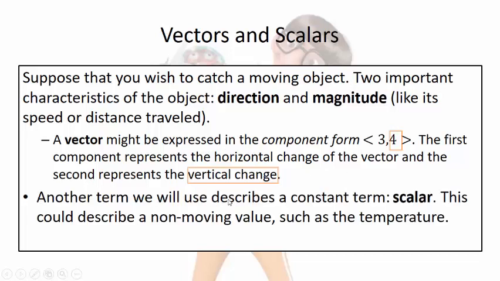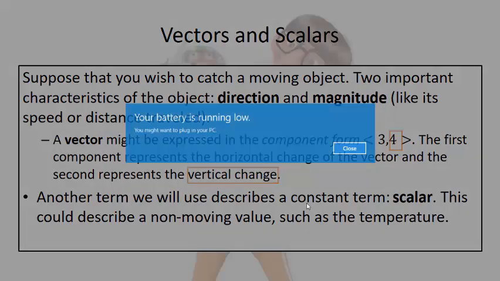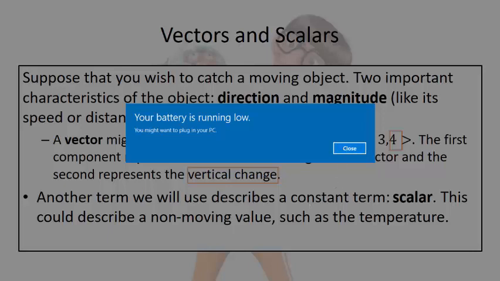Another term we will use is scalar. Now, scalar does not denote a vector. A scalar just describes a constant term. So in a word problem, that might be something like temperature. It's not moving and non-changing. Something like temperature would represent a scalar.